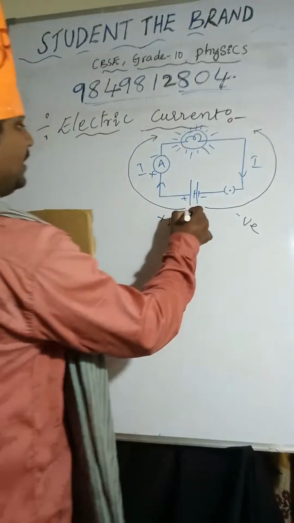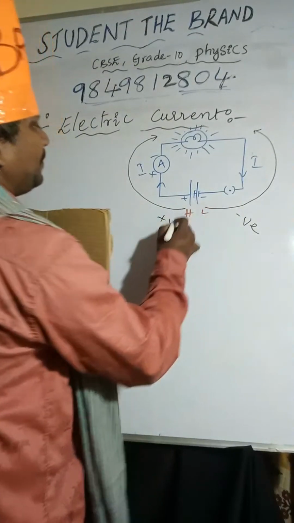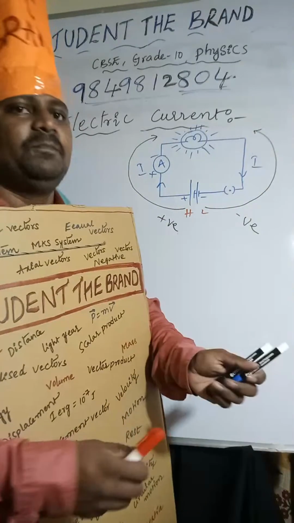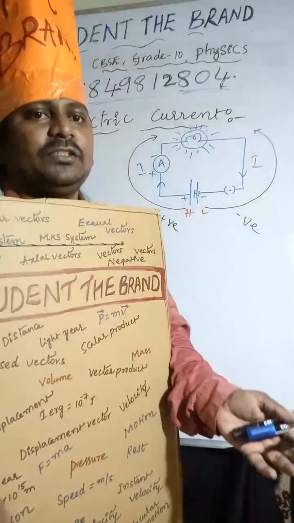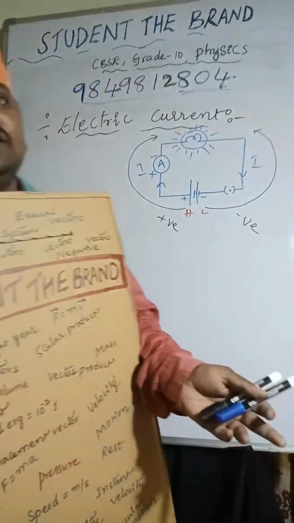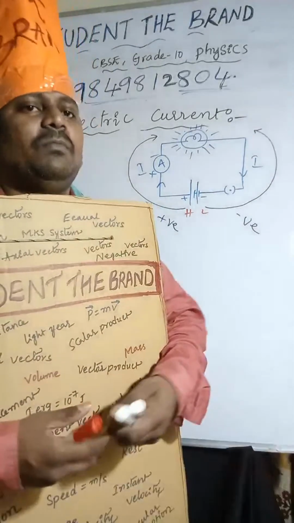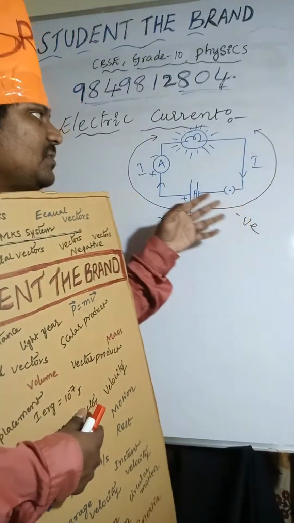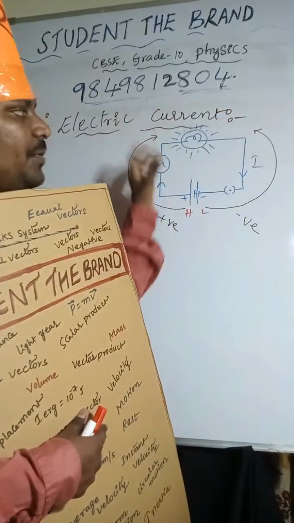Here you can see, the positive terminal is at high potential, whereas the negative terminal is at low potential. Positive charges will move from high potential to low potential, whereas electrons will move from low potential to high potential.